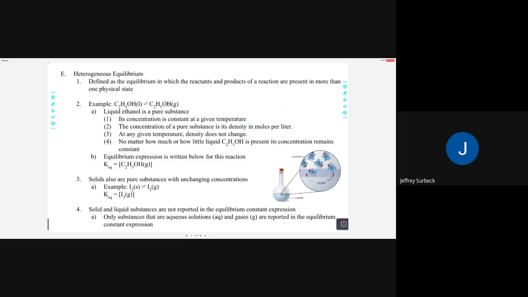All right, here's something really important. Remember, only gases and aqueous are included in your equilibrium expression. So this is ethanol, liquid to a gas, vaporizing. Notice here, it's not in our expression. It can be in our equilibrium equation, but in the expression it can't be. So only the gas is in here. Let's try an example with this.